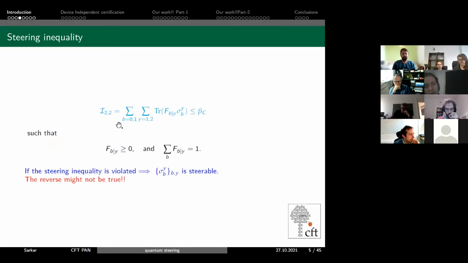So as I was saying, we can construct a very simple steering inequality, which is just a linear function of this assemblage with some positive semi-definite operators. And since they are measurements which are performed by Alice, they have to sum up to identity. Now if this steering inequality is violated, just like every witness, it means that this assemblage is steerable. But the reverse might not be true. It could be that some assemblage doesn't violate this inequality, but you might find some other steering inequality which can be violated. So if you don't see a violation, you cannot say whether your assemblage is steerable or not. But if you see a violation, for sure, you can say that your assemblage is steerable.